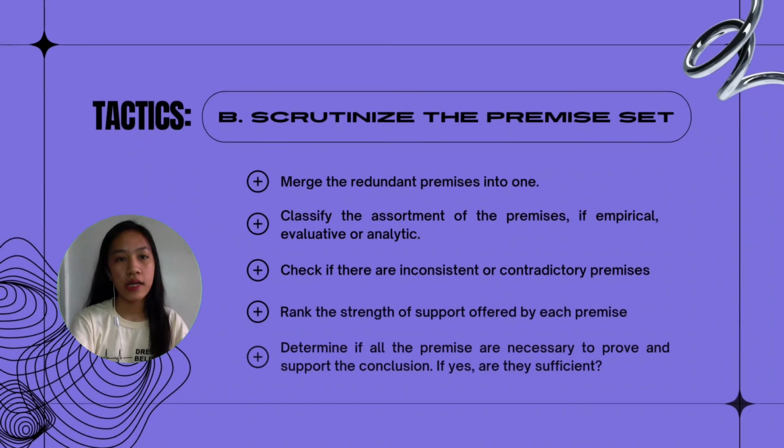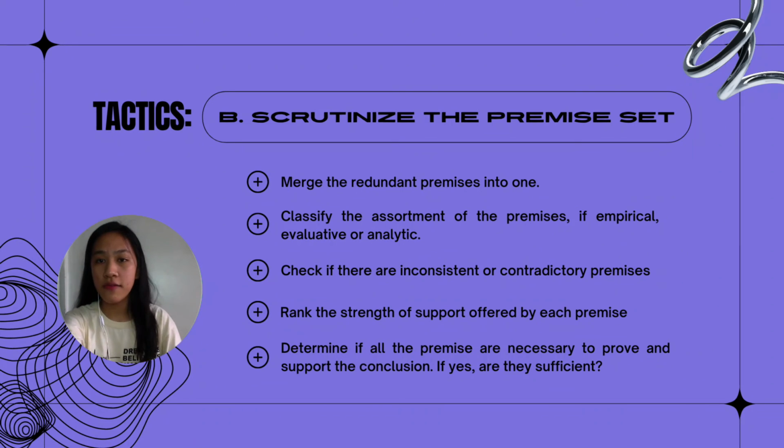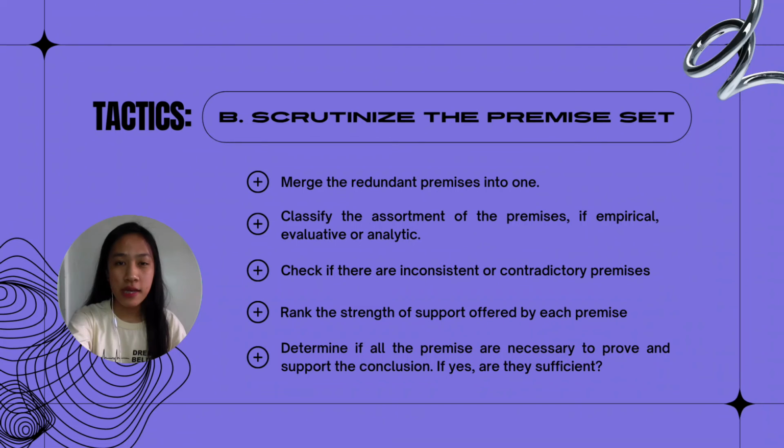Kung kanina, nag-scrutinize tayo ng conclusion, now, is-scrutinize naman natin yung premise set. First, if may duplications dun sa mga premise mo, simply merge the redundant premises into one. Next, classify the assortment of the premises, kung empirical ba, evaluative, or analytic. Sa premise set na ginawa ko, nakagawa ako ng empirical generalization with emotionally charged language.